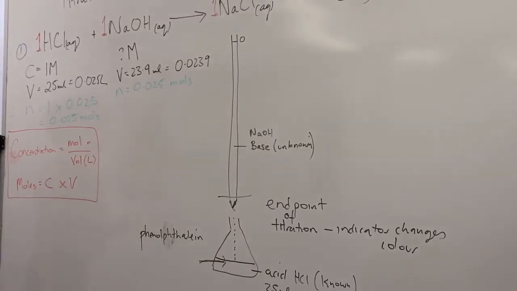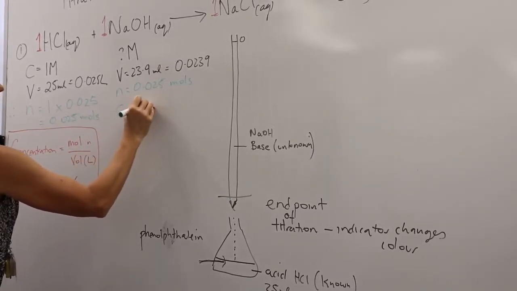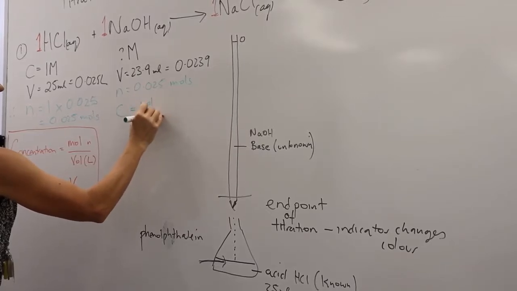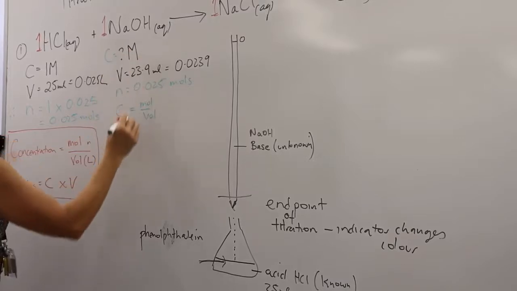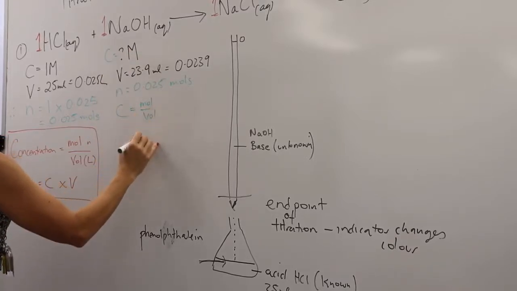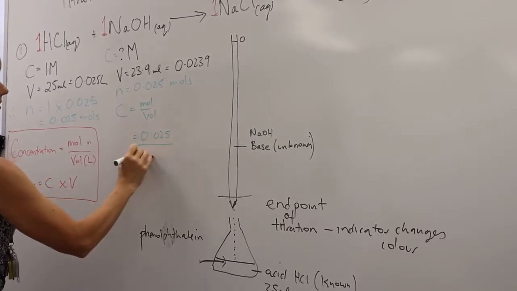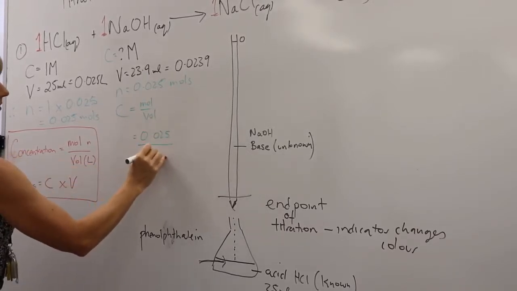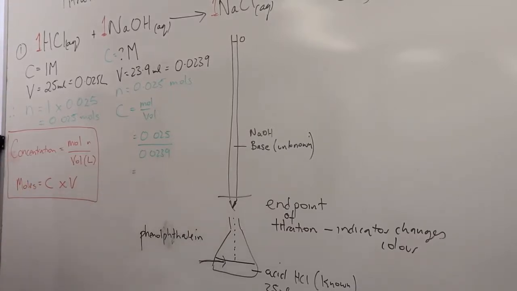So, by plugging the two we know into the concentration formula, C equals moles over volume, because that's what this is, C, question mark, equals 0.025 over 0.0239, and you plug that into your calculator.